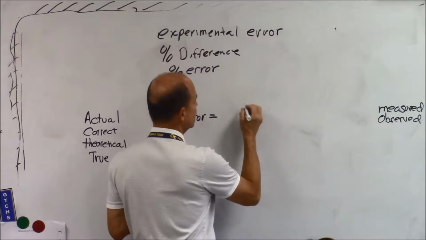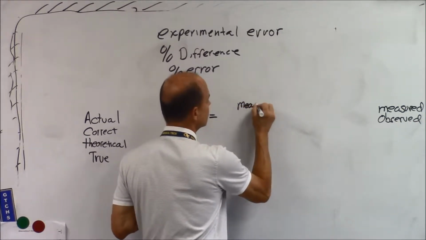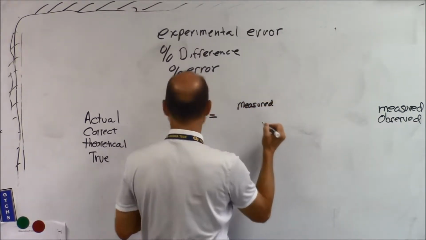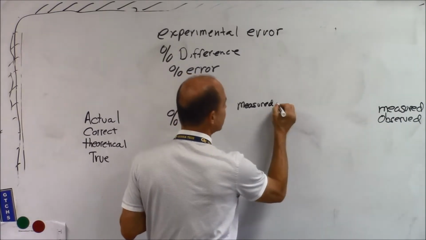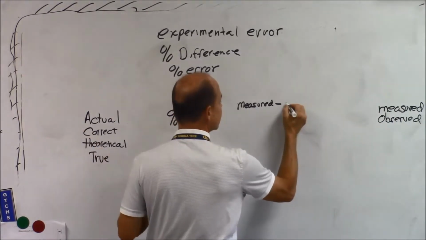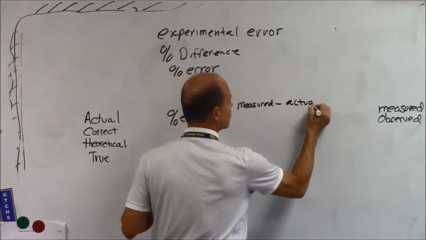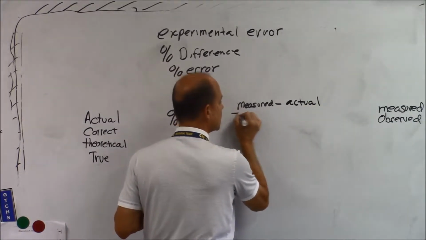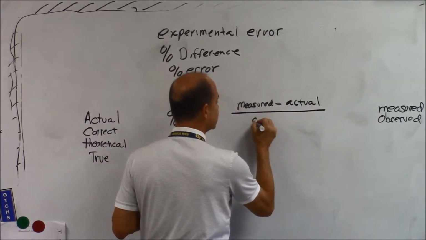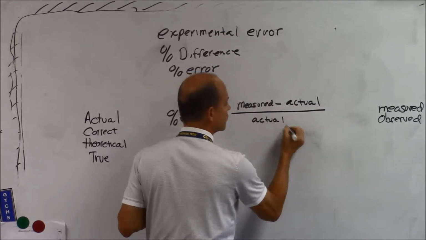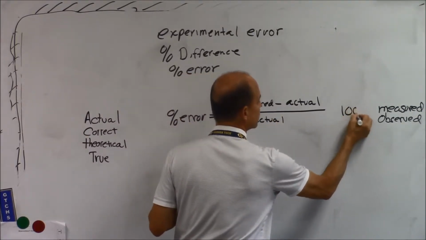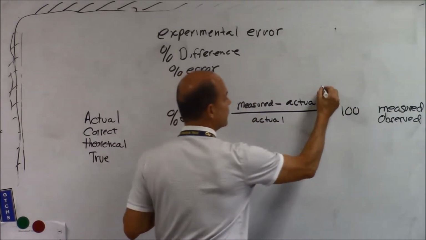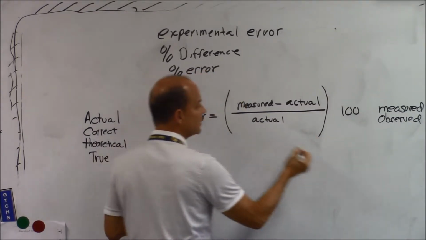is equal to the measured value, the observed value, minus the actual value, divided by the actual value, times 100. All right, now I'm going to put some symbols here so that we get things in the right order.